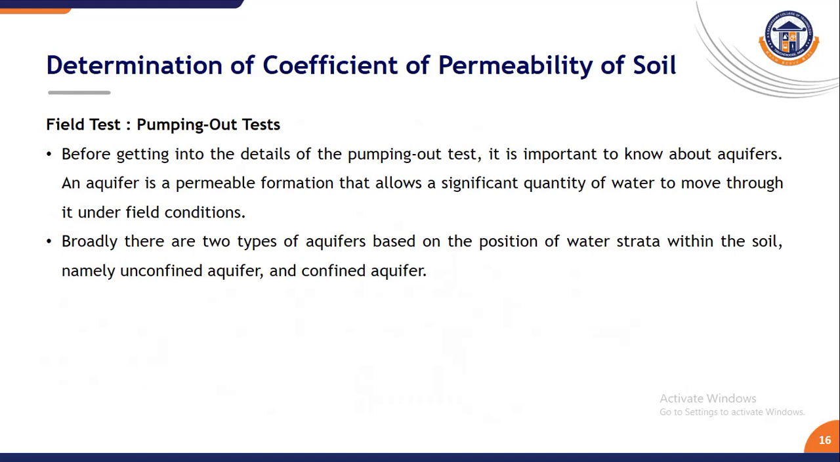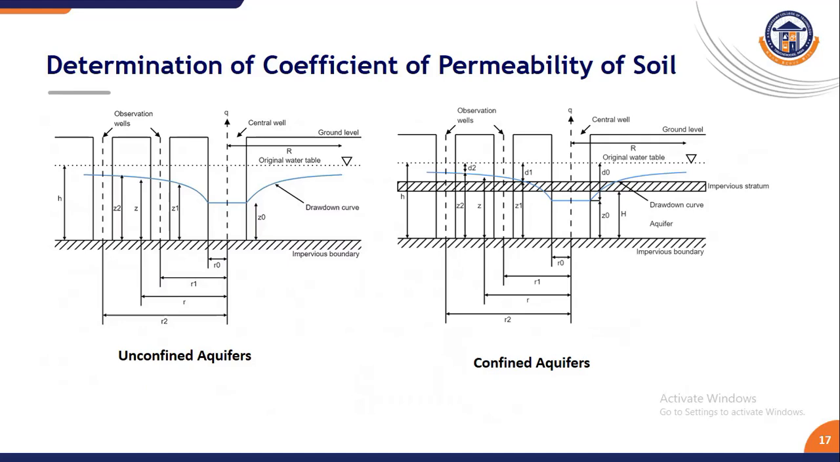Before getting into the detail of the pumping out test, it is important to know about the aquifer. An aquifer is a permeable formation that allows a significant quantity of water to move through it under field conditions. Okay, this one is important, so note it. Broadly, there are two types of aquifer based on the position of water strata within the soil, namely unconfined aquifer and confined aquifer. This figure shows the confined aquifer and unconfined aquifer for your reference.